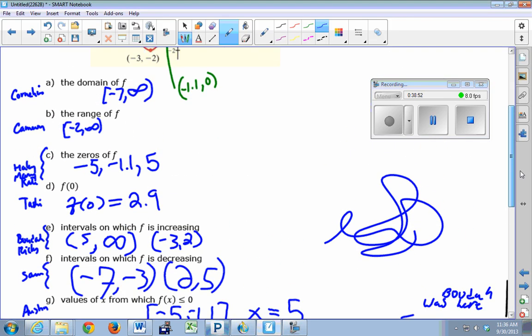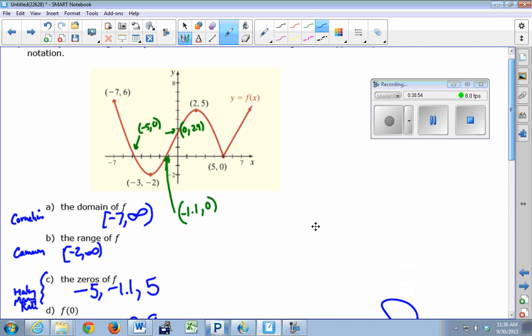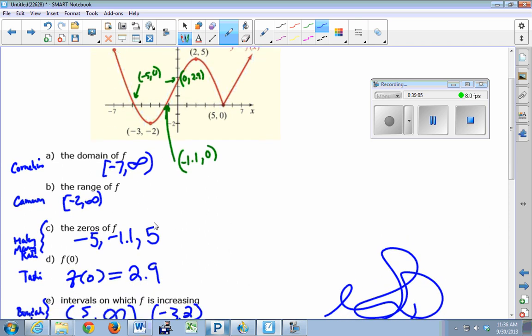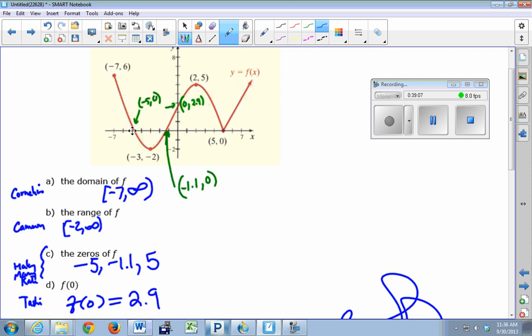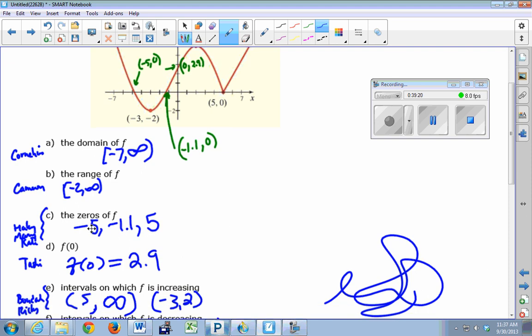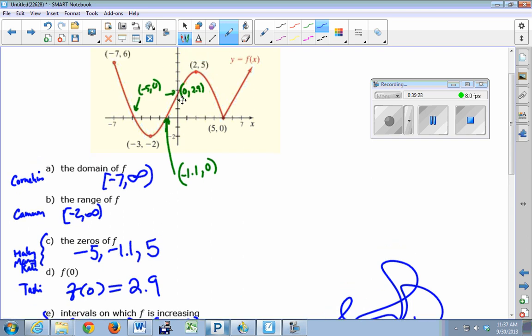All right, so the domain here is from -7 to infinity. Is that correct? Agreement? Yes. The range is from -2 to infinity. Yes. The zeros of f are -5, -1.1, and 5. That's where the zeros are. You just list them. I didn't ask you for the coordinates of the zeros. Just what are the zeros? The values that make your function 0 are -5, -1.1, and 5. F of 0 is 2.9.